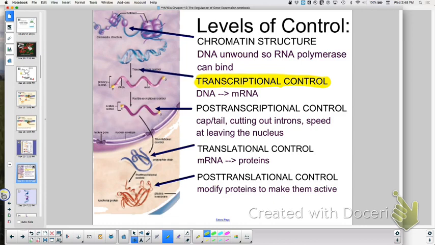Yes? How do we know what intron is going to come out? Is there some way that codes for it? You know what? That's where the research is.